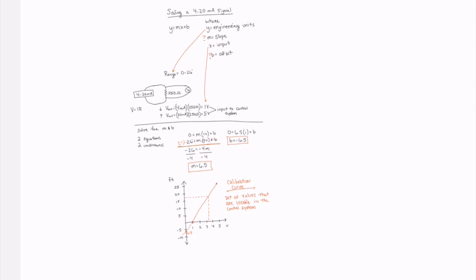So now you've had practice creating a calibration curve or scaling data from a 4 to 20 milliamp loop, or otherwise known as a current loop. This is only one example. We've scaled this signal for use in an industrial setting where we're using a DCS or a PLC. It might look a little different to scale a signal for a microcontroller or an Arduino, but it's the same process.